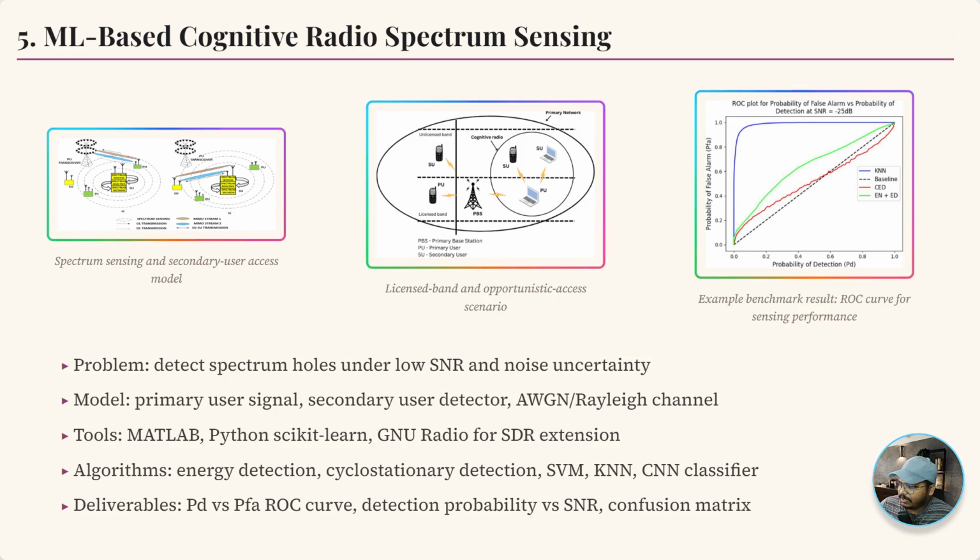You can first implement conventional energy detection and then compare it with cyclostationary detection or machine learning classifiers such as SVM, KNN, and so on. The most important results will be detection probability, false alarm probability, ROC curve, performance versus SNR, and so on.